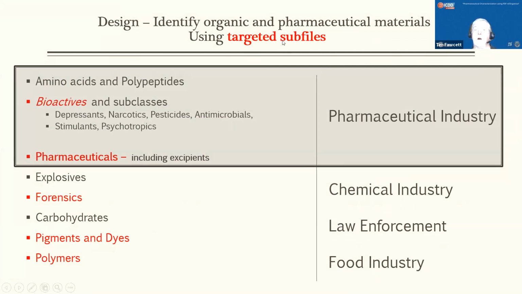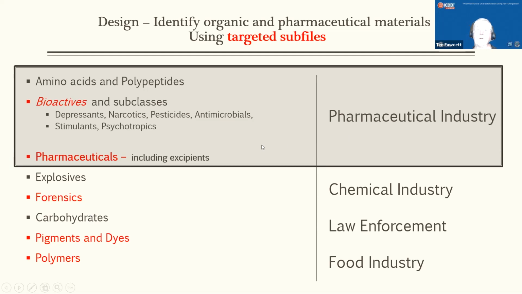So we took all the data from the different sources, and then we developed subfiles dependent on function. So for the pharmaceutical industry, we wanted to have the best subfile for bioactives, pharmaceuticals, amino acids, and polypeptides. Now, we also targeted the chemical industry and law enforcement with this product. So we also have forensics, explosives, carbohydrates, polymers, and pigments. So these are the industries targeted.